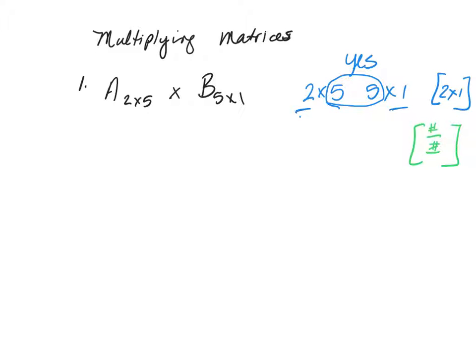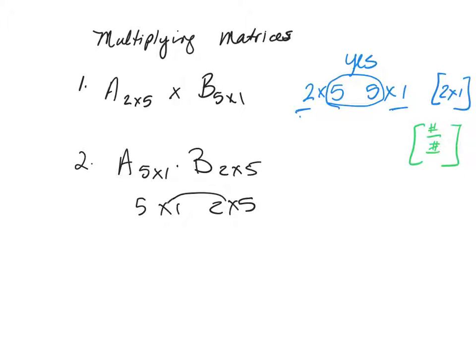Now let's say we have the same problem but in reverse. A is a 5 by 1 and B is a 2 by 5. In this case you have 5 by 1 and 2 by 5. When you circle the two middle guys, they're not the same, so you cannot multiply those two.